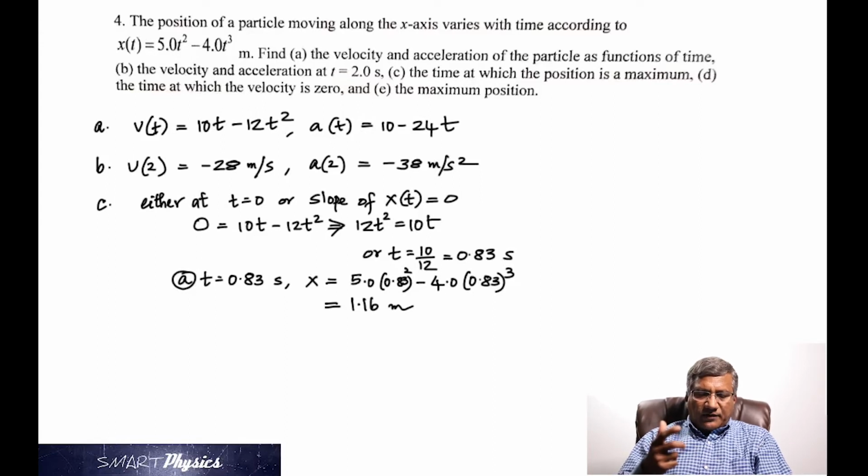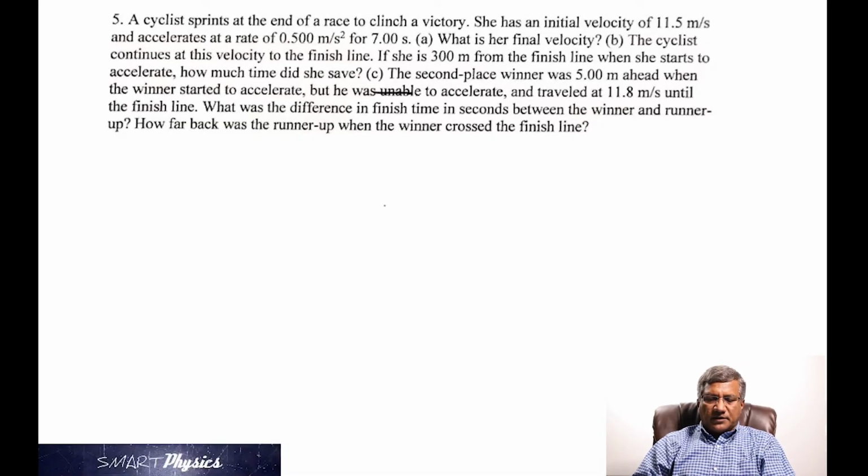Okay, and at 0.83 seconds, we have to find the maximum position. So at t equal to 0.83 seconds, if you substitute into this equation for x, which is 5t squared minus 4t cubed, we will get the position. That's what I've done here. Substituted the time as 0.83, and I get the displacement, or the position rather, as 1.16 meter.